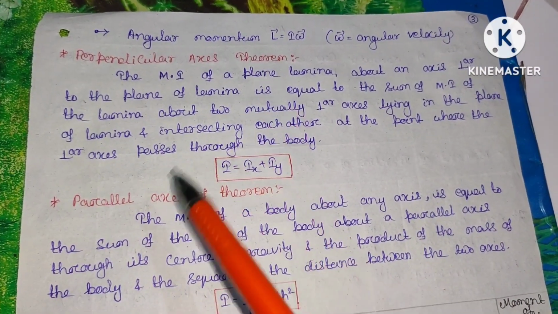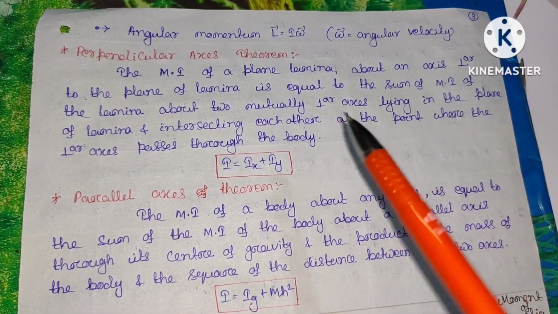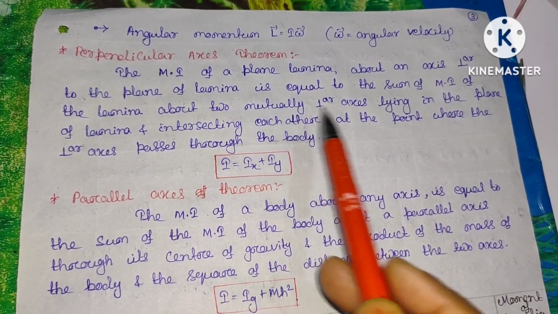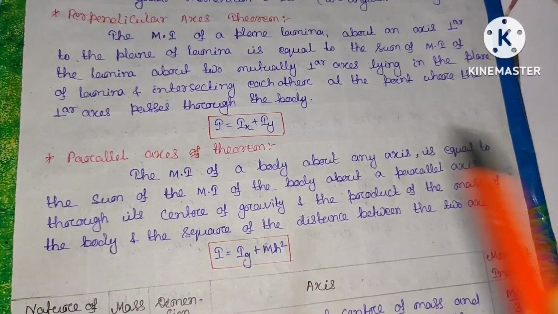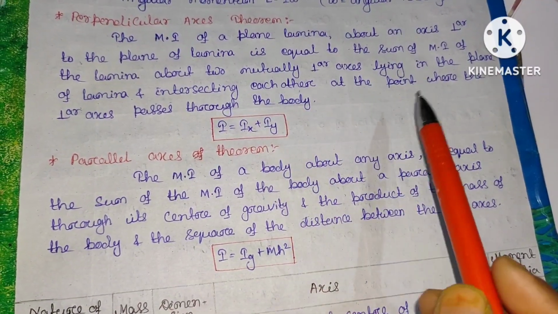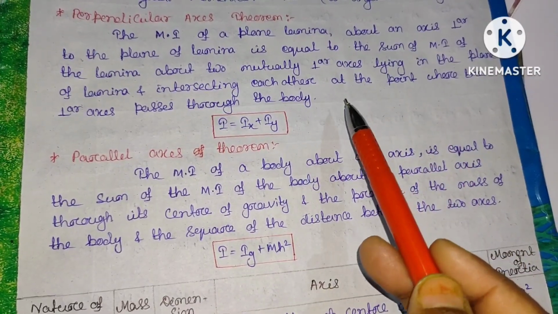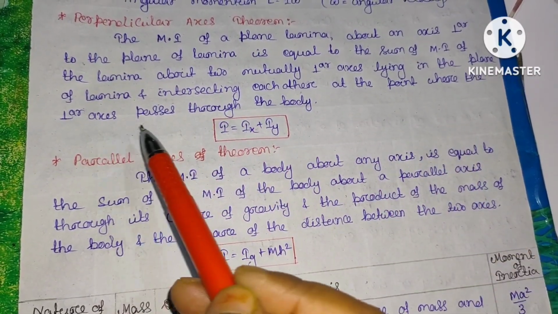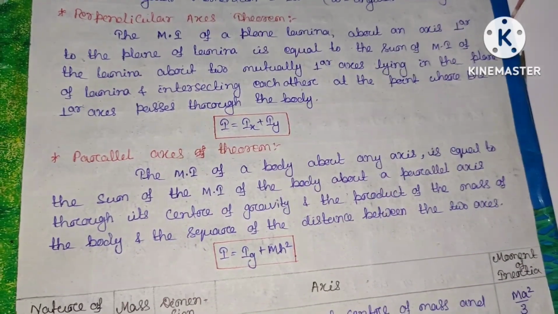Perpendicular axis theorem: the moment of inertia of a plane lamina about an axis perpendicular to the plane of the lamina is equal to the sum of the moments of inertia of the lamina about two mutually perpendicular axes lying in the plane of the lamina and intersecting each other at the point where the perpendicular axis passes through the body. Simply, I equals Ix plus Iy.